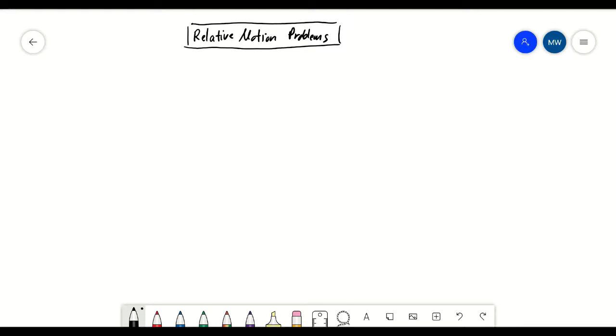All right, let's take a look at how to do these relative motion problems. There's no general equation for them, so it's important that we have all of the subscripts listed correctly and that we're nice and neat when we're listing everything out. So both problems have to do with boats.